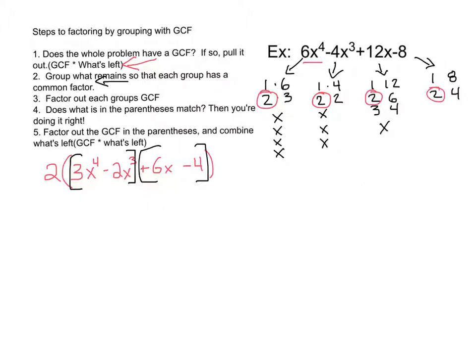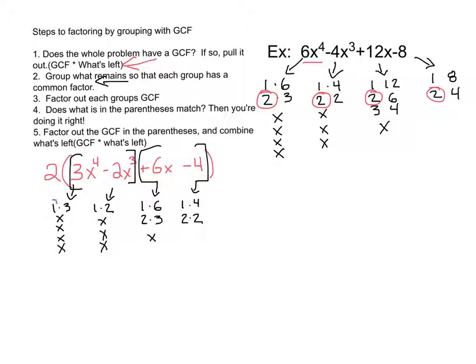So let's do that. My factors of 3 are 1 and 3, and I have 1, 2, 3, 4 x's. Factors of 2 are 1 and 2, and I have 1, 2, 3 x's. Factors of 6 are 1 and 6, 2 and 3, and I have a single x. And my factors of 4 are 1 and 4, and 2 and 2. So now I can see exactly what to pull out.